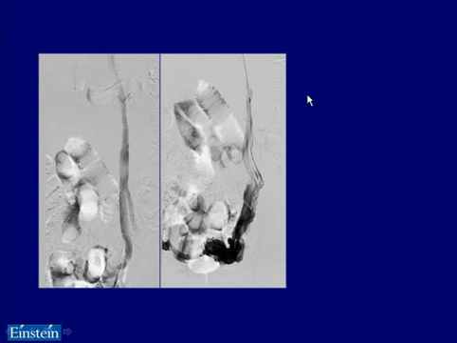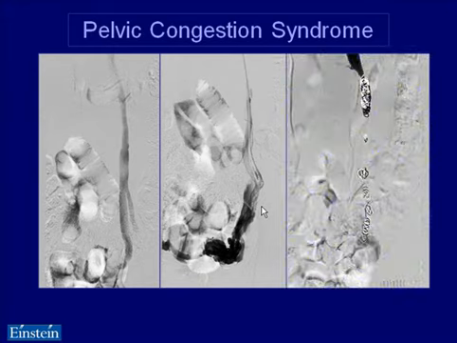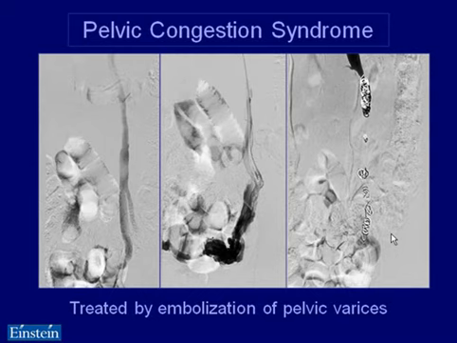And this patient went on, because of her symptoms, to have an IR study. This is an image of the veins in the pelvis with the catheter in place. And this patient, we confirmed the diagnosis of something called pelvic congestion syndrome, which we treated by embolization of the varices.